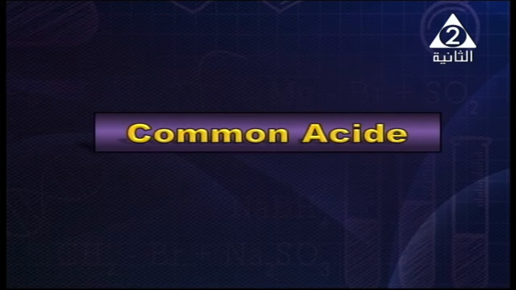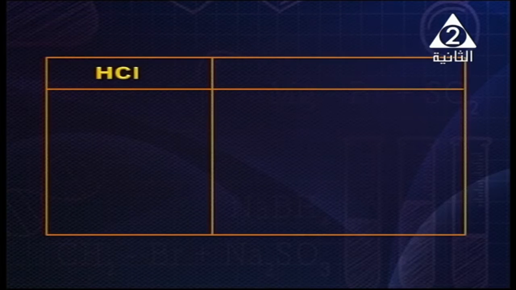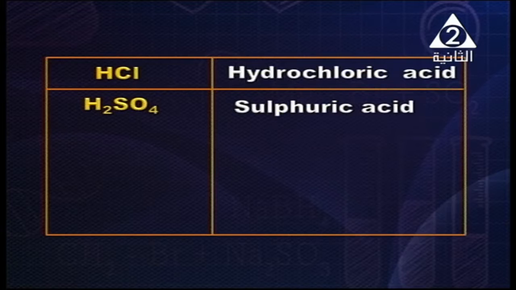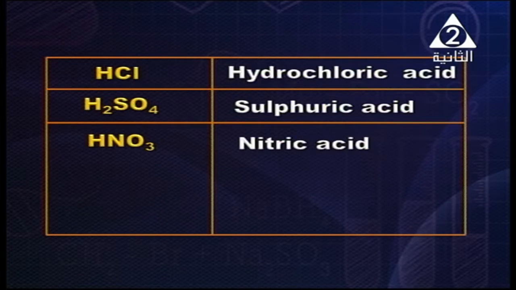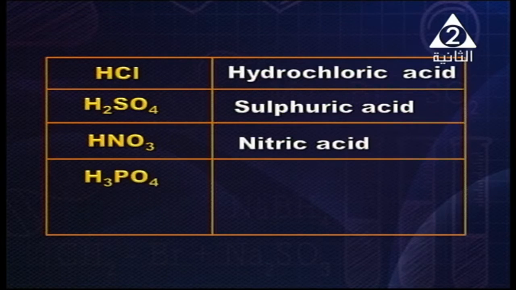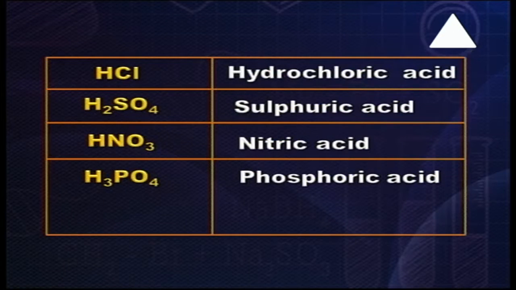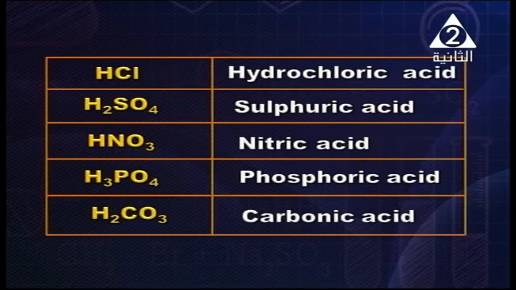Now, we have common acids. Common acids here means HCl, hydrochloric acid. H2SO4, the other type of acid, sulfuric acid. HNO3, nitric acid. You have H3PO4, phosphoric acid. And the other, H2CO3, carbonic acid. These common acids, we use them for answering the problems that this unit depends on.